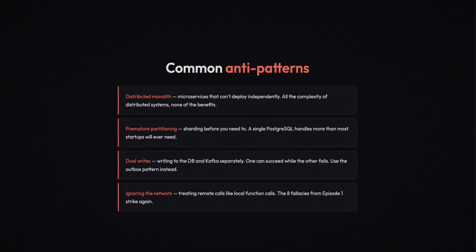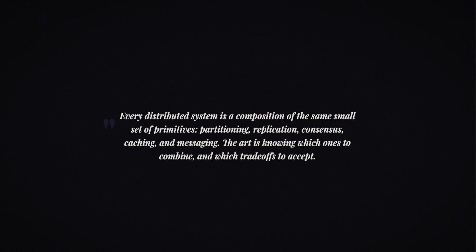Here's the meta insight of this entire series. Every distributed system is a composition of the same small set of primitives: partitioning, replication, consensus, caching, and messaging. The art isn't knowing the primitives. After 15 episodes, you know them. The art is knowing which ones to combine for a given set of requirements and which trade-offs to accept.